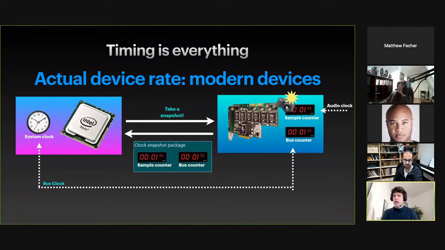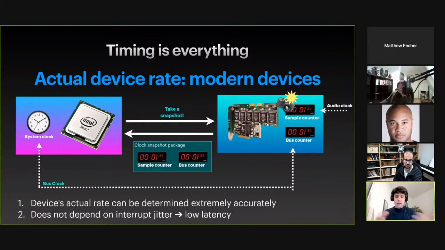And now again, you can calculate how many samples have gone by in a certain time, and this will very, very accurately give you the device's actual rate. The nice thing is it doesn't depend on jitter, right? It could take a really, really long time for this transaction to happen. For example, it could take a really long time to read this clock snapshot package, but that doesn't matter. As long as the hardware took a snapshot of both of these counters at exactly the same time, that's all that matters. And also, it doesn't depend on buffer size, right? Because the CPU can take these snapshots at any point in time it wants to.